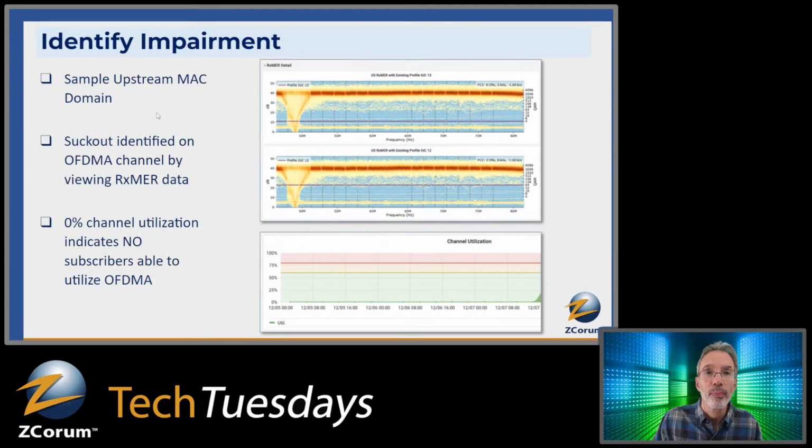So this is a sample upstream MAC domain here, and you can see the suck out that was seen by looking at all the RxMER data. And you can see in this particular case, this is where you would want everybody to be, about 4096 here on the modulation. But nobody was connecting here on DOCSIS 3.1 because, again, the default that the CMTS will do is just drop everybody down, and that's not a good thing.